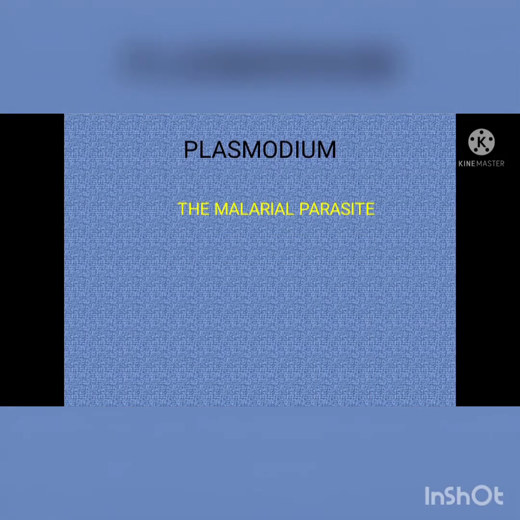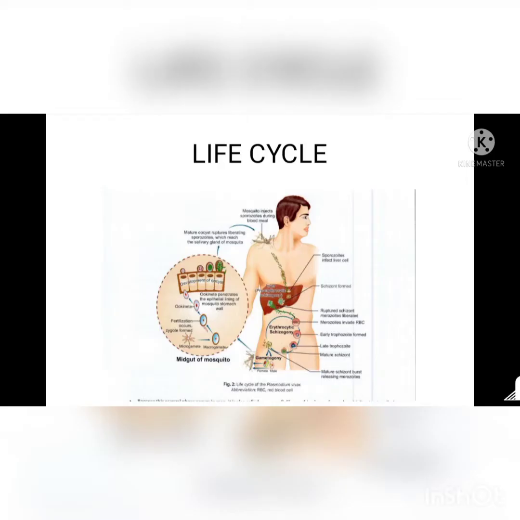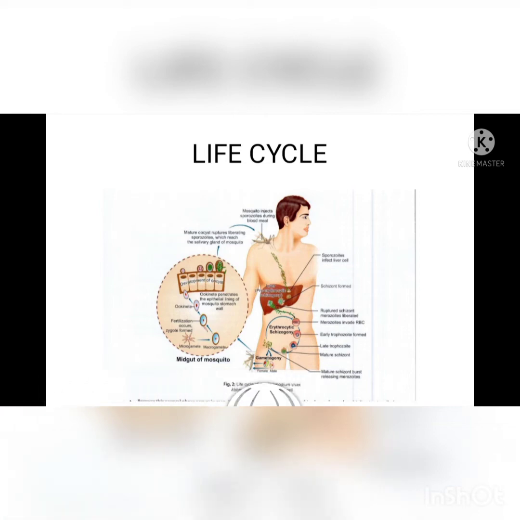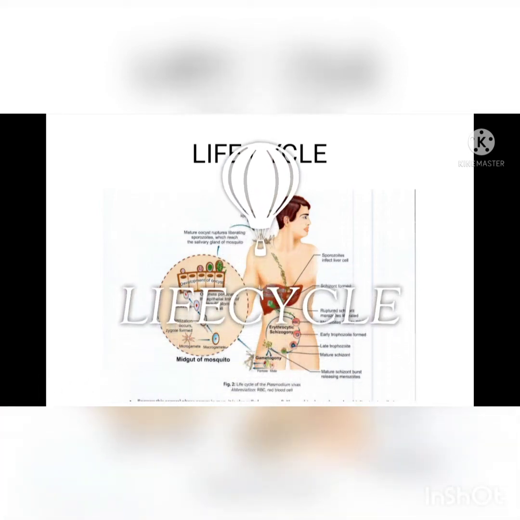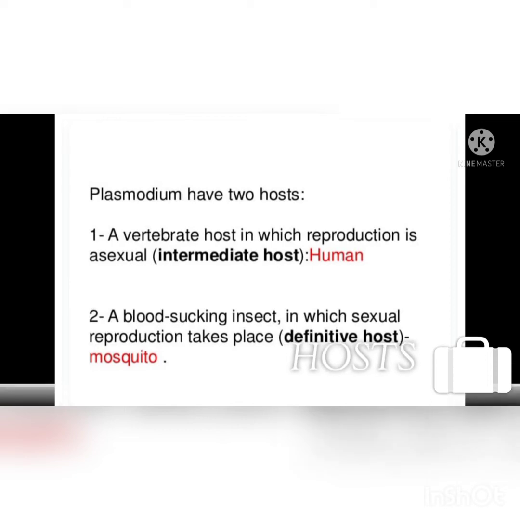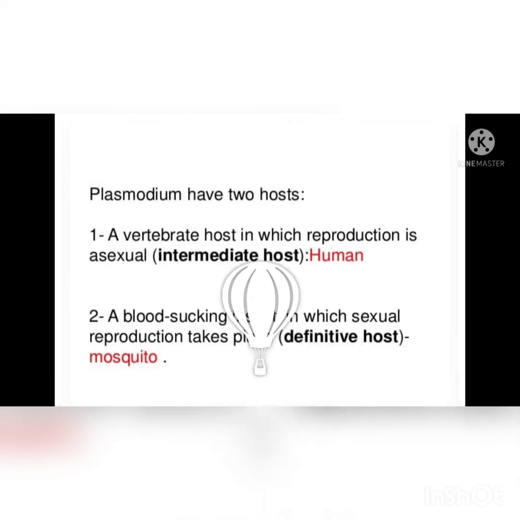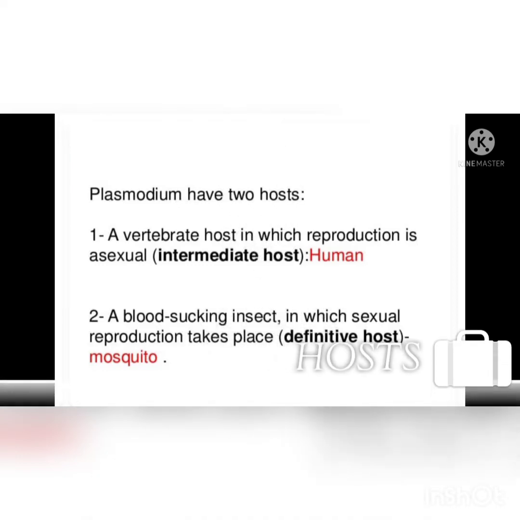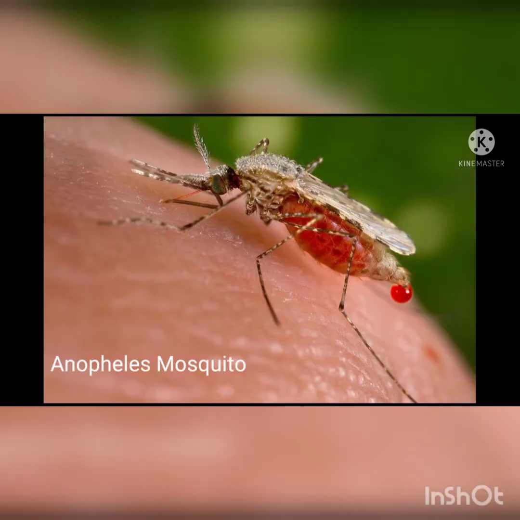First of all, we'll discuss its life cycle of Plasmodium vivax, which causes malaria. Plasmodium vivax is cosmopolitan in distribution. It has two hosts: a vertebrate host in which reproduction is asexual, that is the intermediate host, human, and a blood-sucking insect in which sexual reproduction takes place, the mosquito, that is the definitive host, and the vector is the Anopheles mosquito.